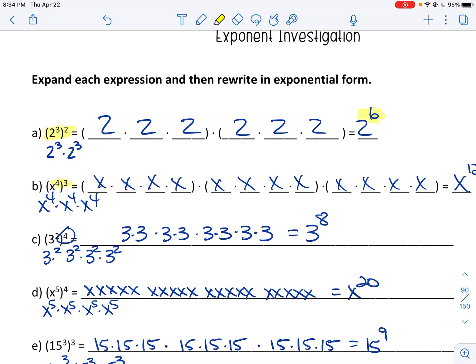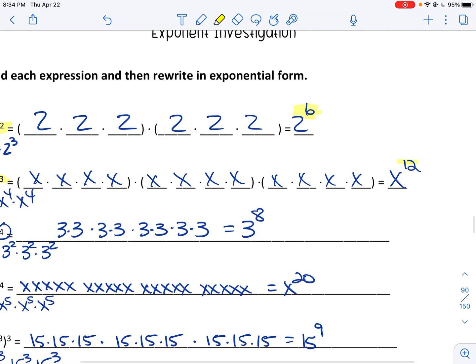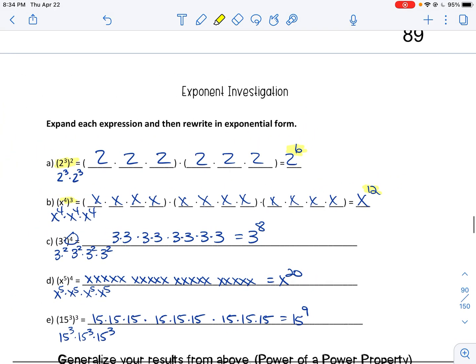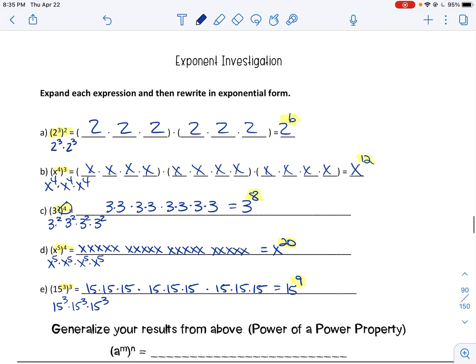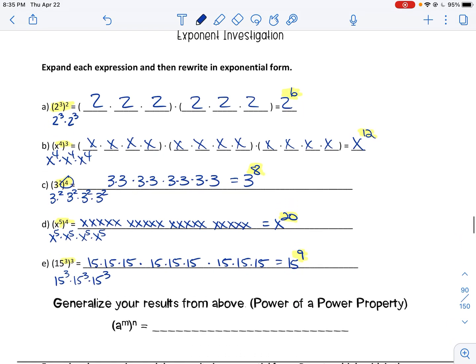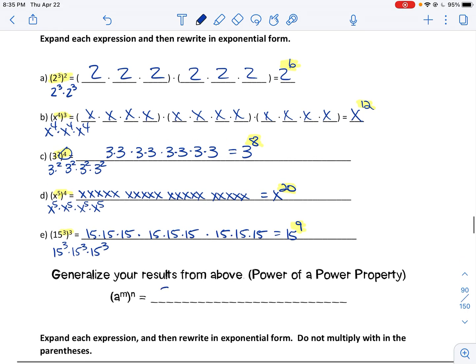Let's look here. I have 3 and 4 for my exponents, and I got 12. I have 2 and 4, and I got 8. I have 5 and 4, I have 20. I have 3 and 3, and I have 9. So hopefully you notice that what's happening is we're multiplying the exponents.